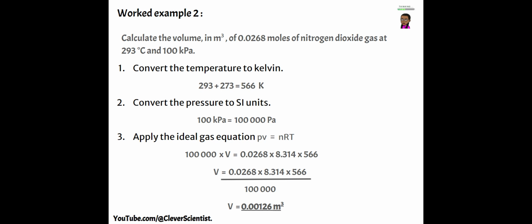So all we need to do is multiply 100 by 1,000 and we get our value in pascals. And then all we do is substitute our values into the ideal gas equation. Again, because we're being asked to calculate the volume, we rearrange the equation to make volume the subject. And when we do that, we end up with a value of 0.00126 metres cubed. Easy peasy.